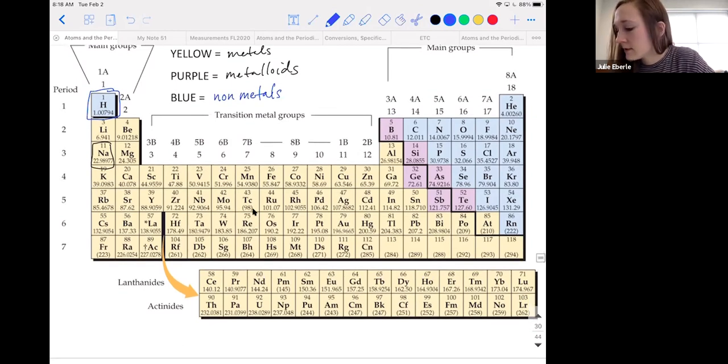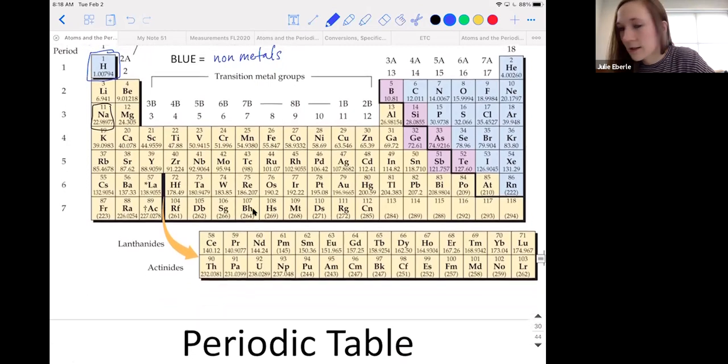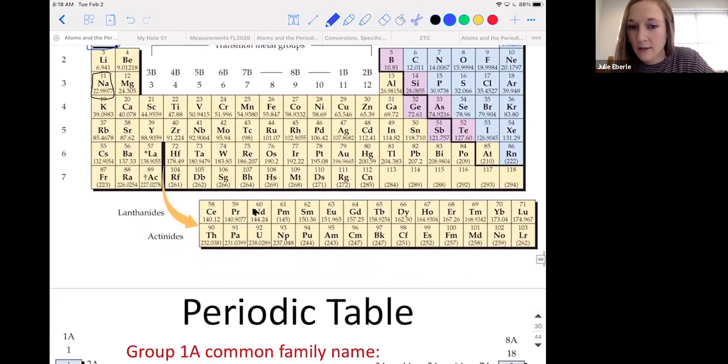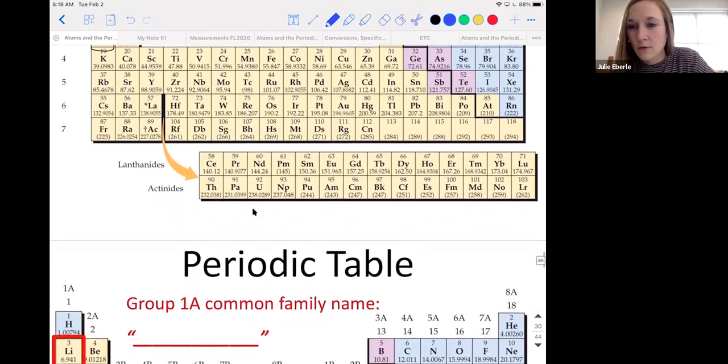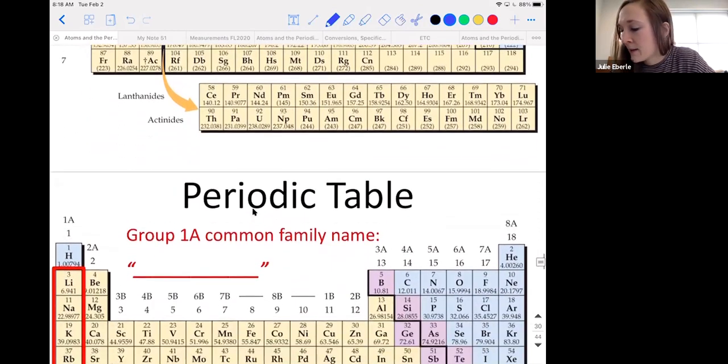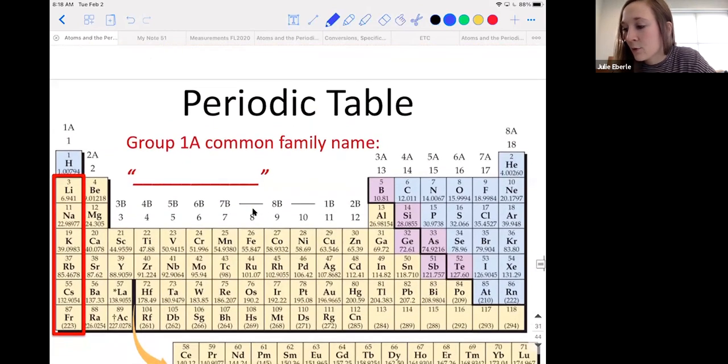Questions on all these different ways it can be organized? I know it's quite a few different ways here. Now we're going to get to the common family names. So we're going to go back to these main groups that had names, and I'm going to tell you what their common family or group name is.